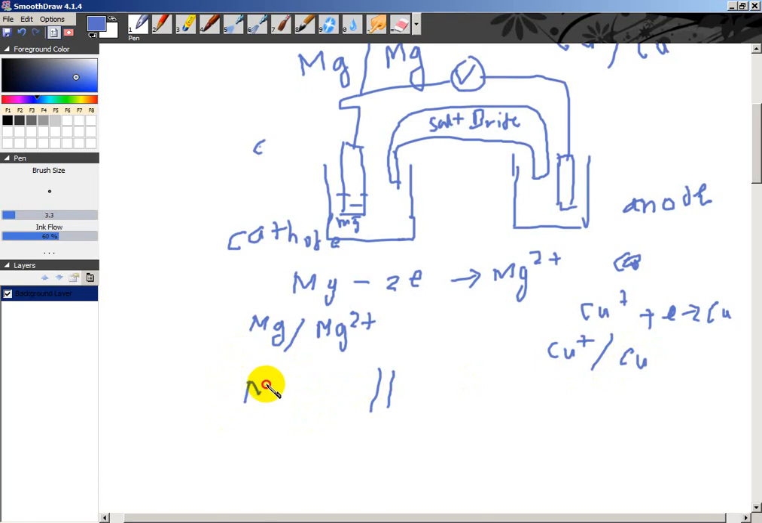On the left hand side we write magnesium, oblique, magnesium 2 plus. This is the cell representation. On the left hand side we write the oxidation half reaction, and on the right hand side we write the reduction half reaction.